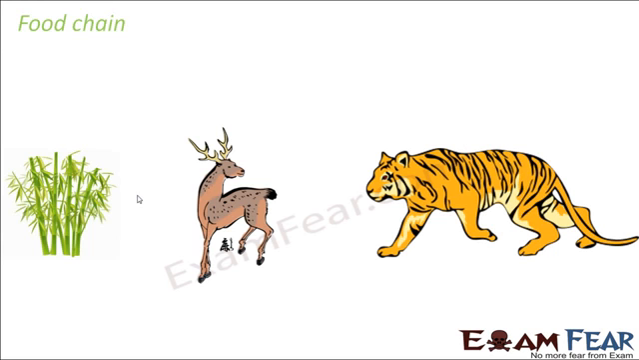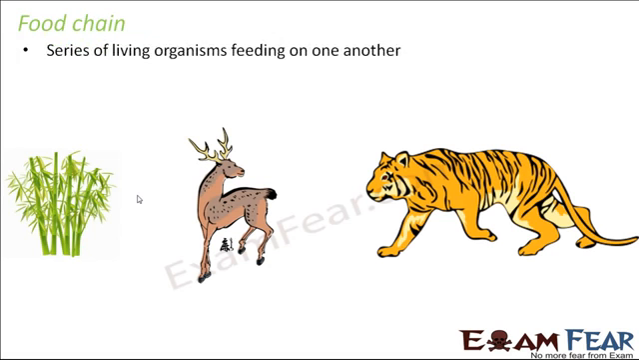So now we are going to introduce the food chain. Here we are going to see how one organism feeds on another organism, and in fact it is based on that we have the levels of consumers. So how do we define a food chain? It is a series of living organisms feeding on one another. Maybe the first organism is eaten up by the second, which is eaten up by the third, and so on. That kind of series is known as a food chain.